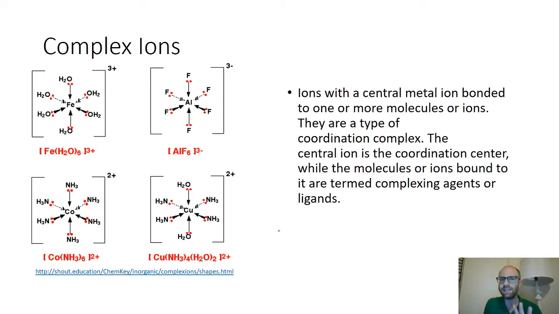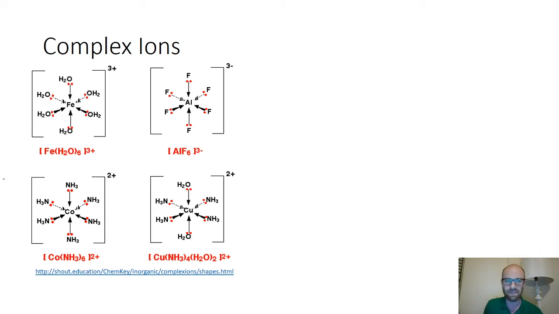So the key to understanding this is centered around something called complex ions. As you can see, there's the definition there: an ion with a central metal ion bonded to one or more molecules or ions on the outside. It's a coordination complex. The central ion is the coordination center, and the molecules around are called complexing agents or ligands.